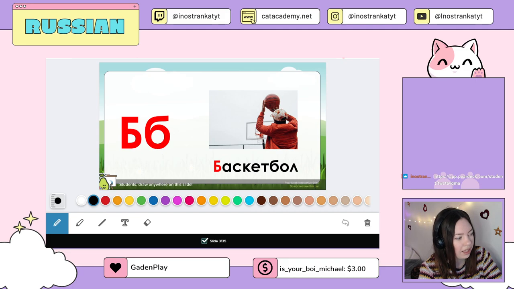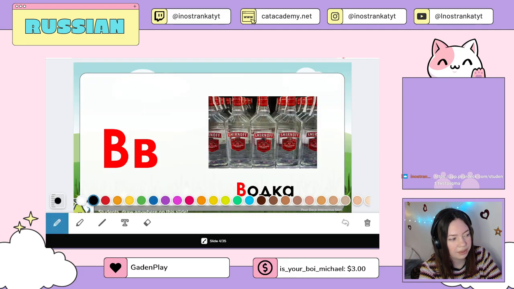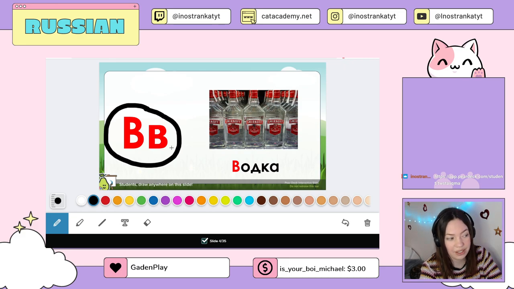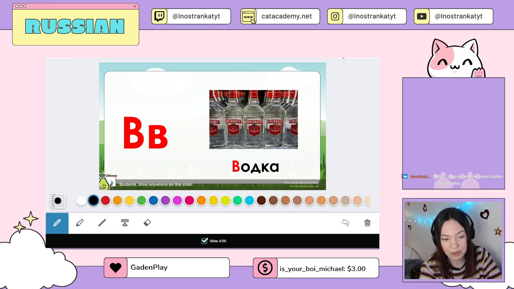Okay, let's go to the next one. This one is a very tricky буква, because in many Latin languages it will produce the sound b, but in reality, it's actually different. So if you look at the picture and tell me the name of this drink, you will know what sound this буква makes.